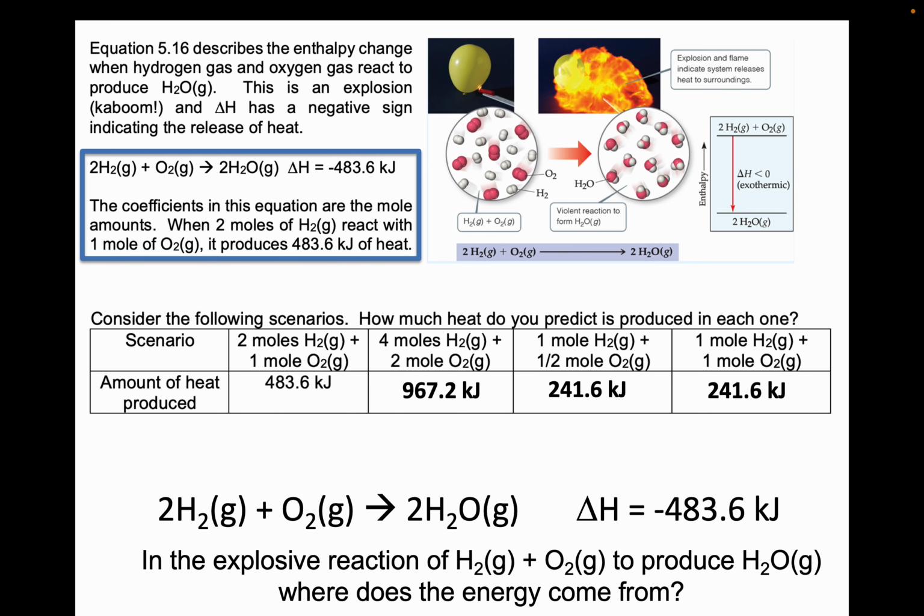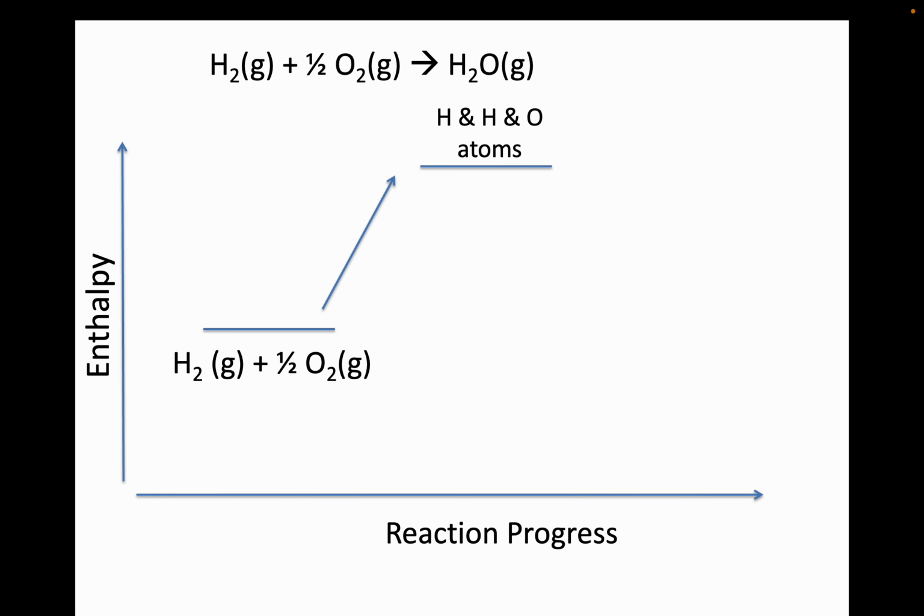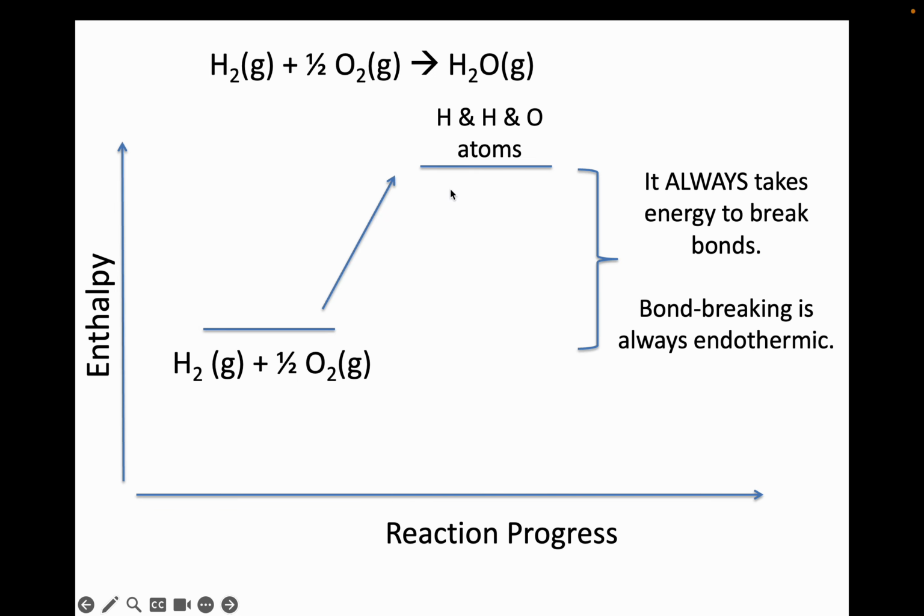Conceptually, if you have an explosion here of hydrogen and oxygen gas to produce H2O, where's that energy coming from? So to think about this conceptually, we could begin with the hydrogen gas and the oxygen gas as molecules. We would have to break them apart in order to get the particular atoms. Now, breaking a bond is always going to take energy. Breaking a bond is always endothermic. And yet the overall process here is exothermic.